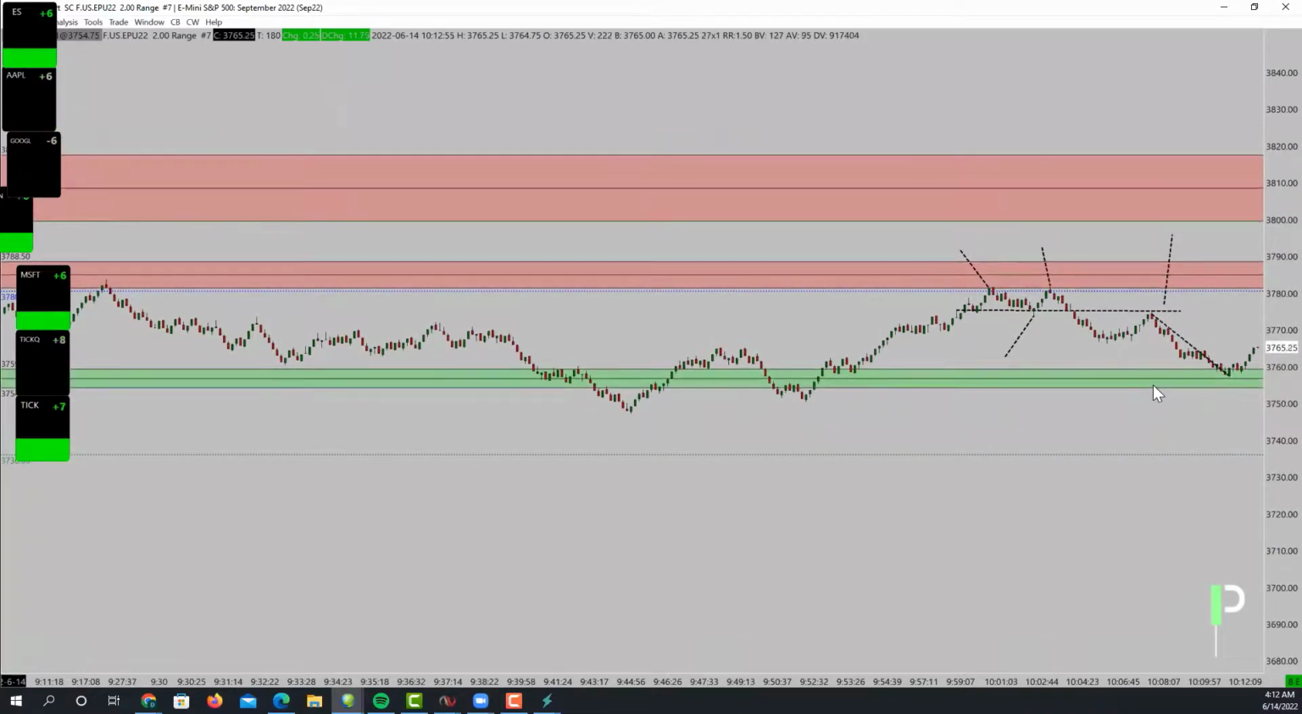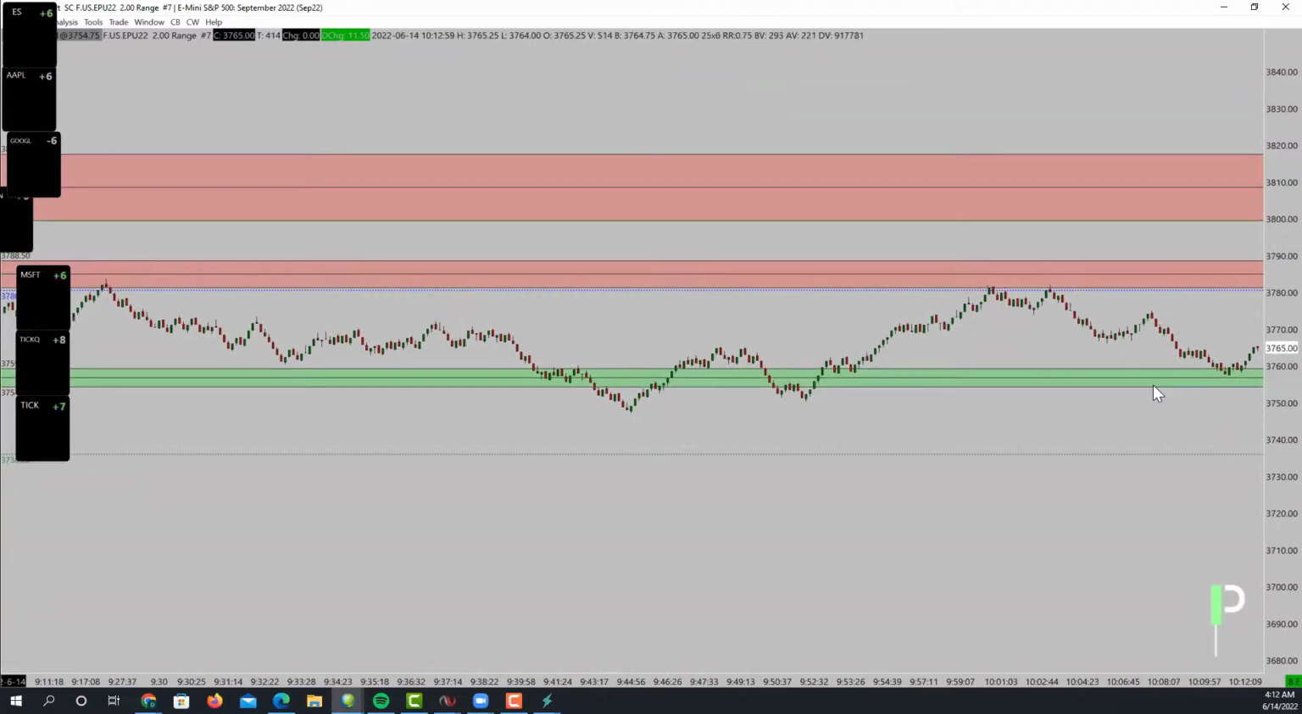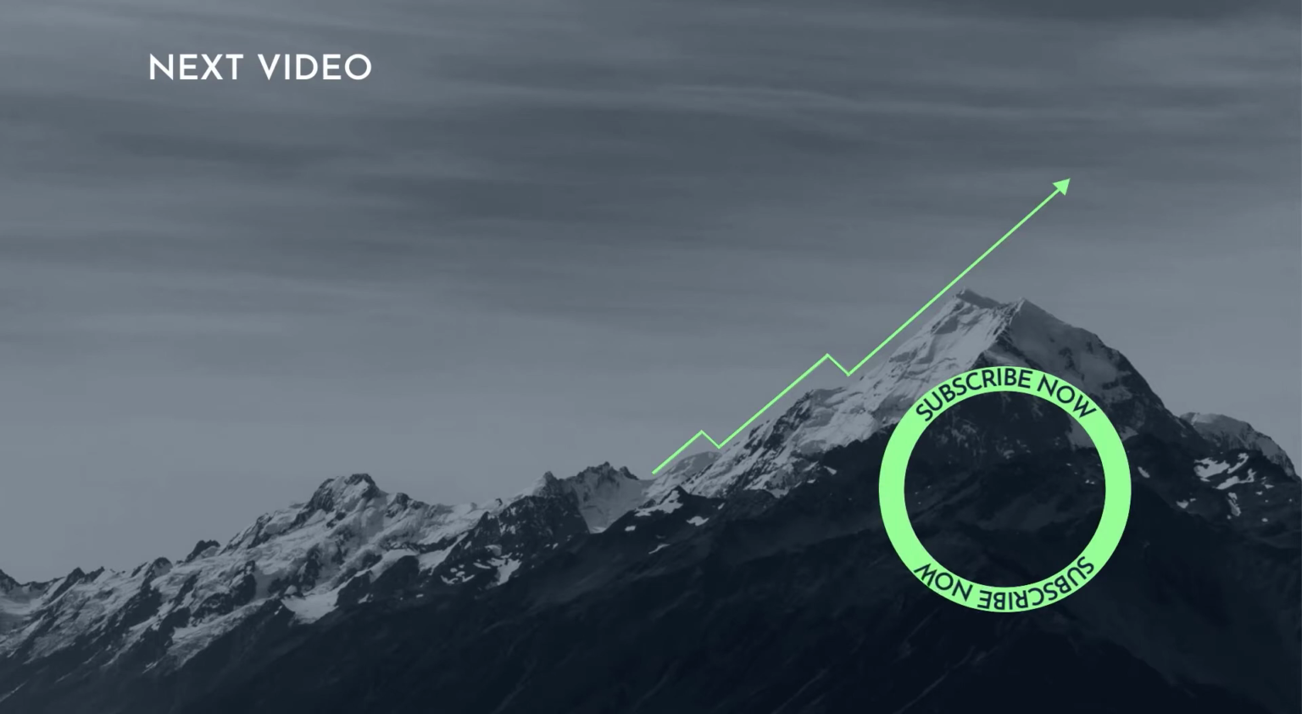Okay. Yeah. So it's just a matter of where you're looking to trade from and what your trade ideas are. But yeah, I usually have a 5-point stop loss on something.